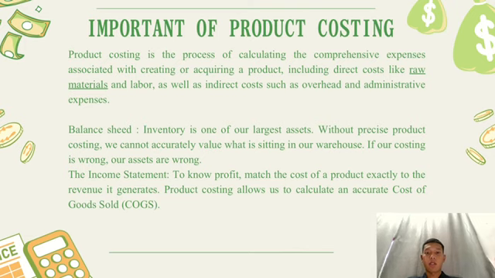For example, the balance sheet. Inventory is one of our largest assets. Without precise product costing, we cannot accurately value what is sitting in our warehouse. And if our costing is wrong, our assets are also wrong.